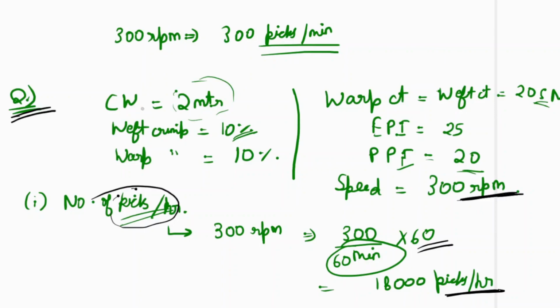Talking about the first question, these are the given parameters: cloth width 2 meter, warp crimp and weft crimp 10%, warp and weft count 20 Ne, EPI 25, PPI 20, speed 300 rpm. We have to find the number of picks per hour. The speed is the number of picks, because only the picks are inserted, and the warp is already manufactured. So the number of picks per minute is 300, and we can convert this into per hour basis directly.